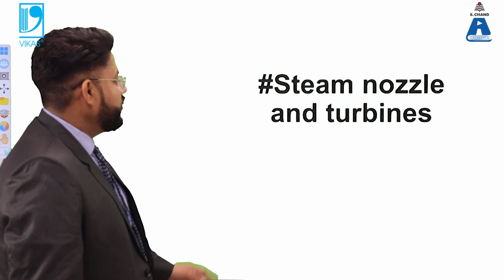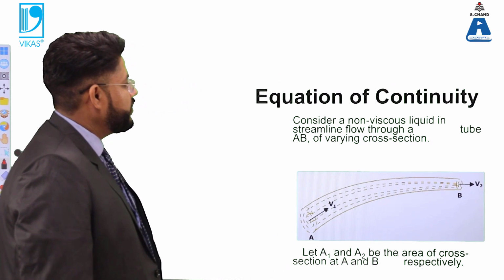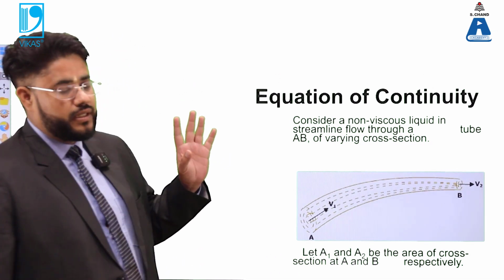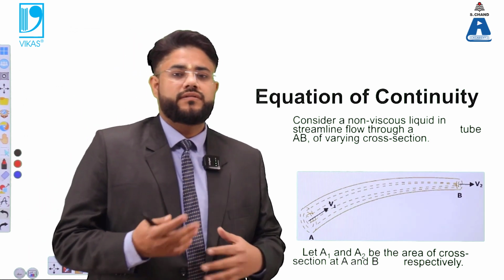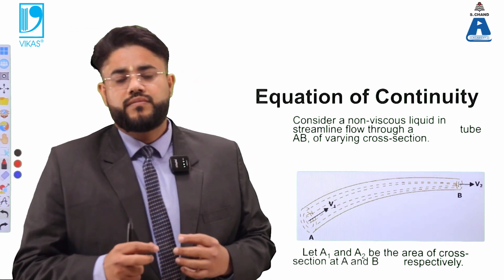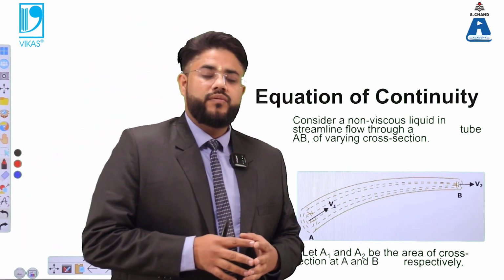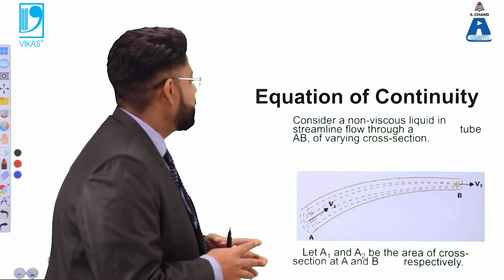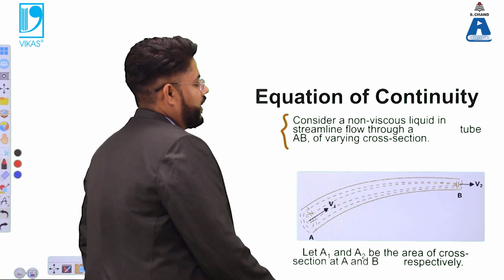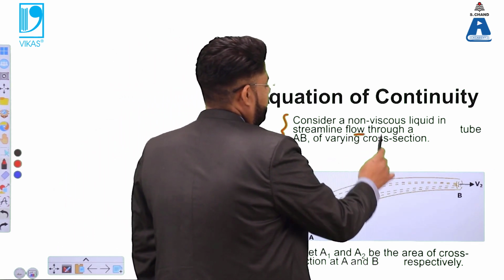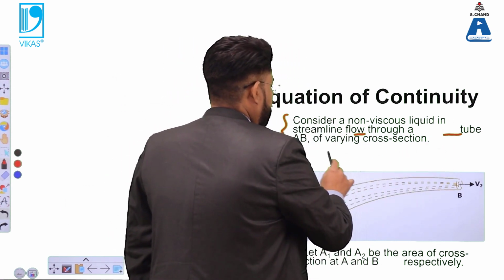So the topic, as I've told you, is steam nozzles and turbines, and straight away we are coming to the concept, but this concept lies somewhere around the physics of this movement of air, and in order to learn that, we need to understand the equation of continuity first. So herein we need to consider a non-viscous liquid in a streamline flow in a particular tube of varying cross section.